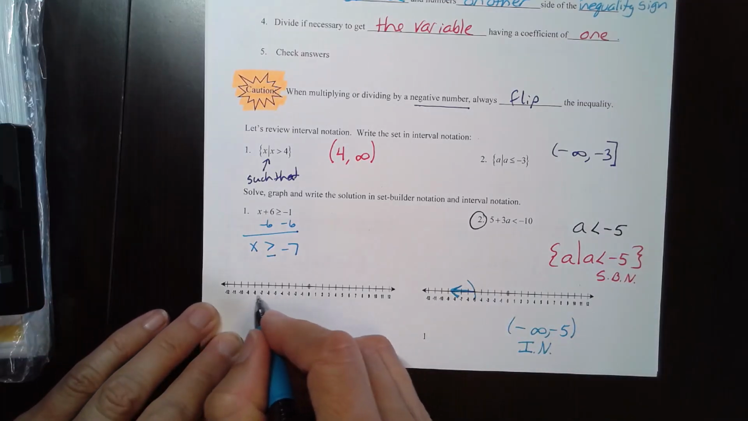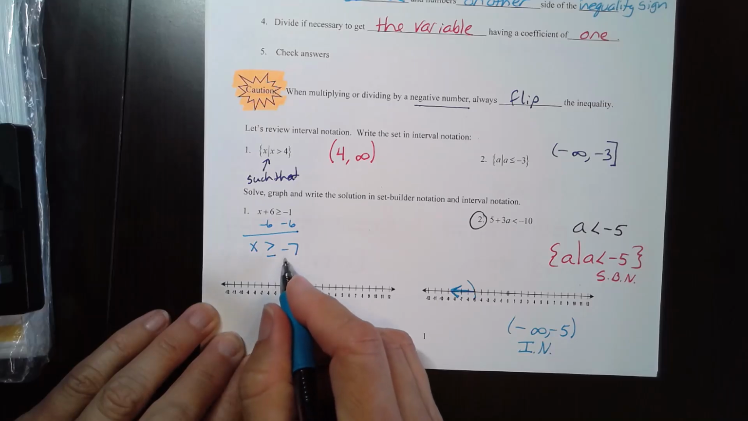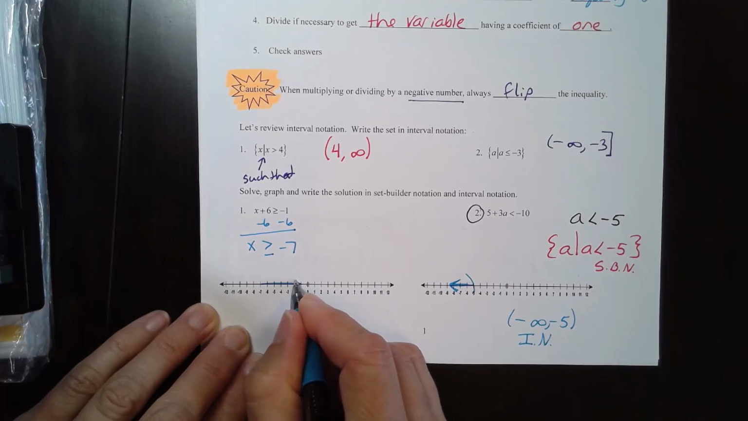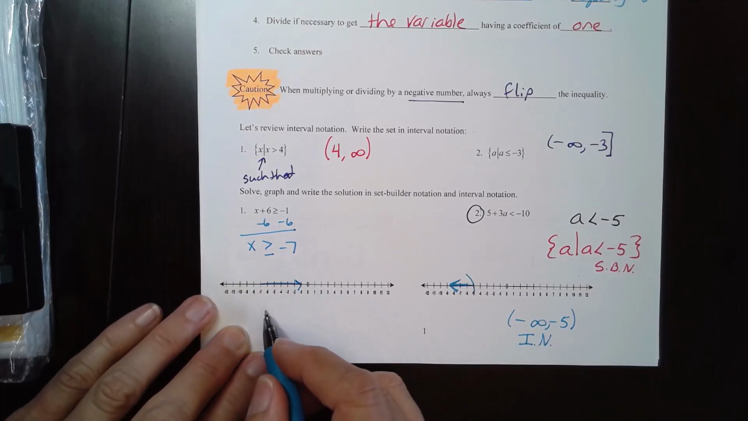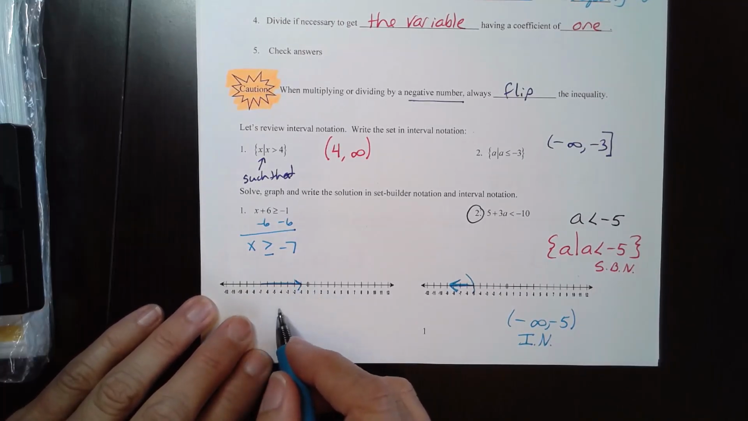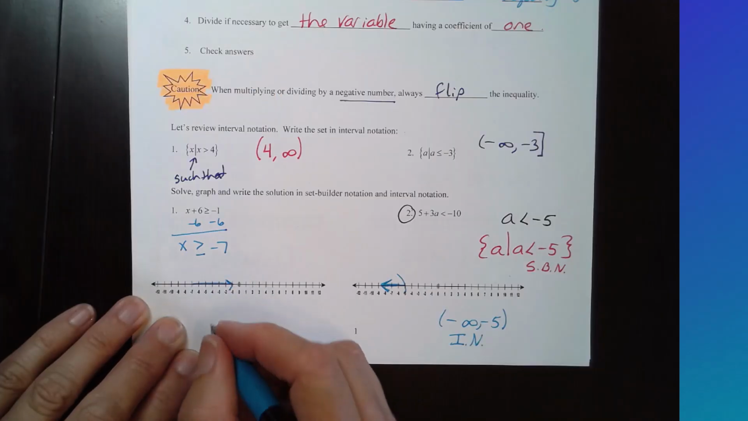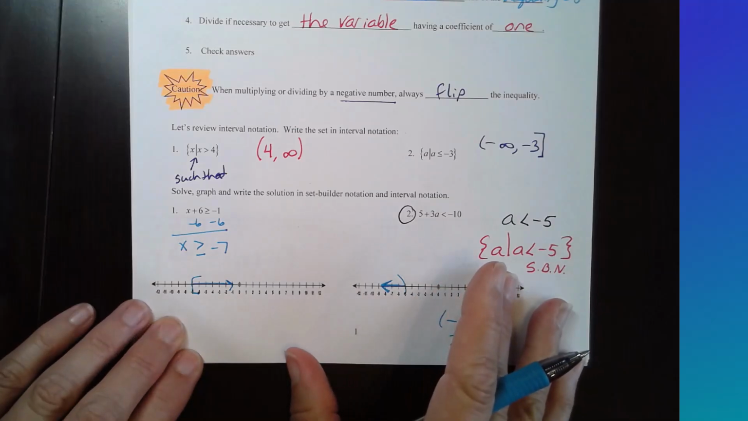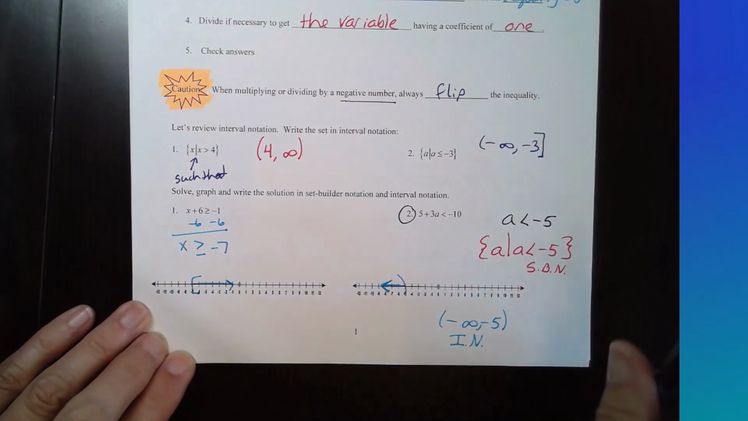We see that -7 will be to the left of 0. We want the numbers that are greater than -7. Well, what's greater than -7? -6, -5, but also -6.999. So anything to the right of -7. Because we have greater than or equal to, we get to include the -7. So we'll put a bracket on the -7, opening up to the way that we shaded.